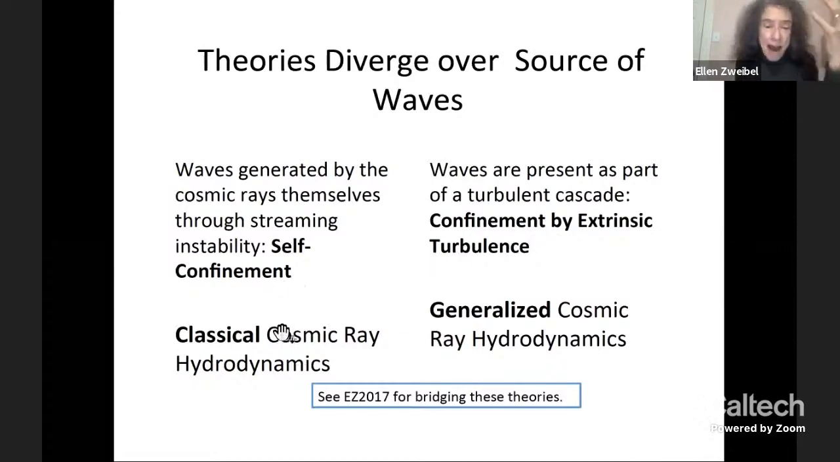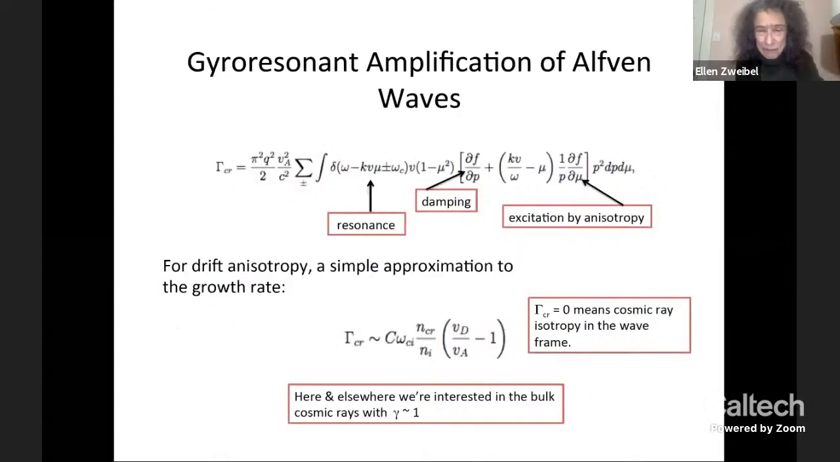The propagation model and the interaction model that comes out of self-confinement is a sort of classical theory of cosmic ray hydrodynamics. I once had to explain what this was to Fox News, who thought it was all a big scam. And confinement by extrinsic turbulence leads to a sort of generalized cosmic ray hydrodynamics. And you can bridge these two theories, and I showed how to do that in a review paper a few years ago. Okay, so how does the streaming instability actually work?